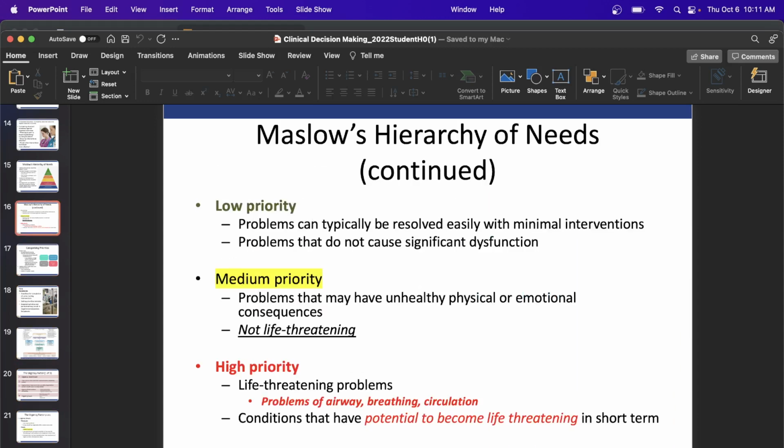So it's just a fluid process. Medium priority problems have unhealthy physical or emotional consequences, but they're not life-threatening at this point in time. So they're sort of middle of the road. An example of this might be somebody who has some spiritual distress. On an oncology unit, sometimes we hear patients who are diagnosed with a terminal illness question God and ask, what did I do to deserve this? And they're having all of this spiritual distress. We can certainly notify the chaplain who can come and speak with them. We can provide therapeutic presence and emotional support to them.